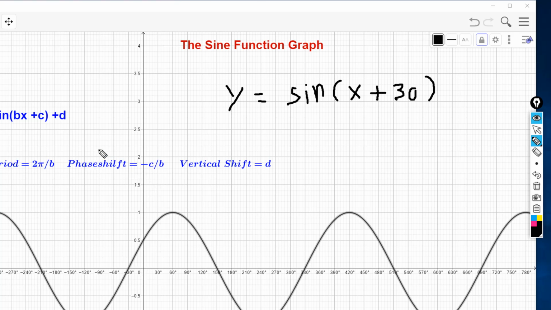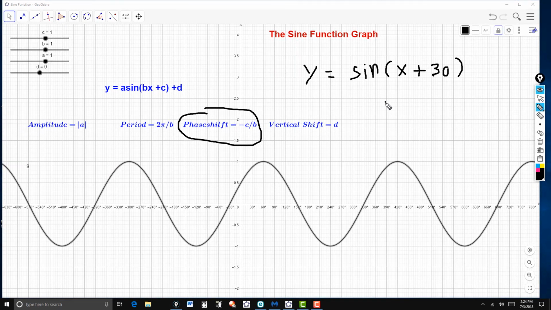Okay, so that's why, if you want to find out what the shift is, take whatever you have in the parentheses and solve it for x. Bring that over, that's minus c divided by b. So we get this. Okay, so then you're going to take your original graph and just shift it either to the right or to the left.